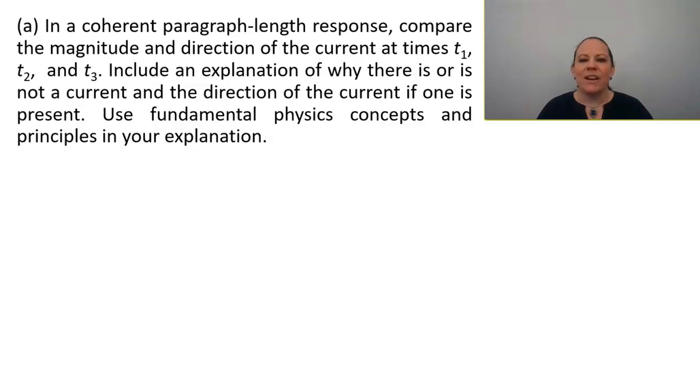Part A. In a coherent paragraph length response, compare the magnitude and direction of the current at times T1, T2, and T3. Include an explanation of why there is or is not a current and the direction of the current if one is present. Use fundamental physics concepts and principles in your explanation. So here we go.